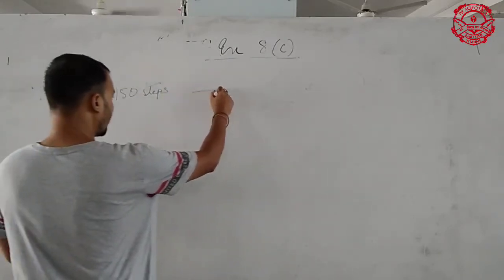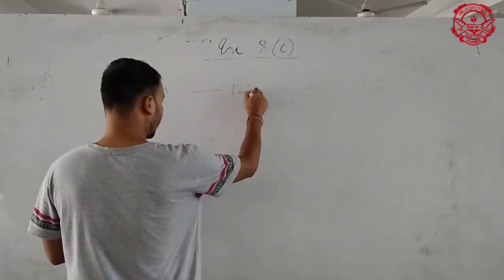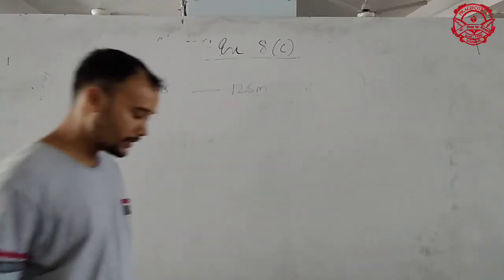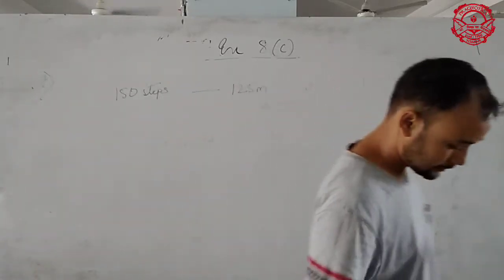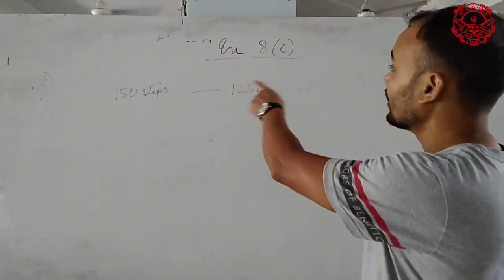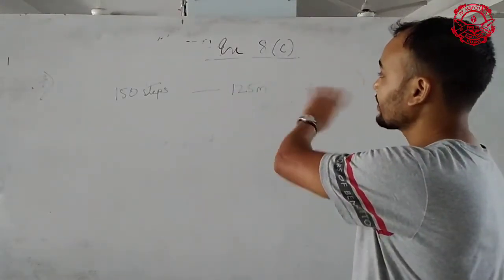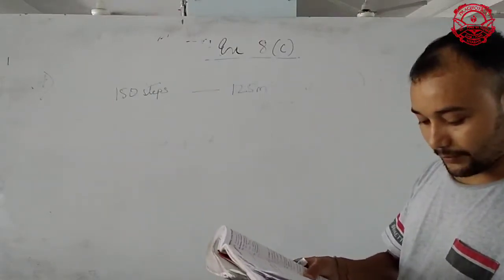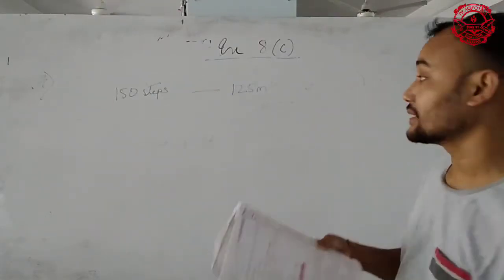Hirsch can travel a distance of 125 meters. Okay. Hirsch, like 1 step, 2 step, 3 step. Suppose in 3 steps I travel 1 meter. Hirsch is traveling in 150 steps. He is traveling 125 meter. Now the question is asking, what distance he would cover in 360 steps?